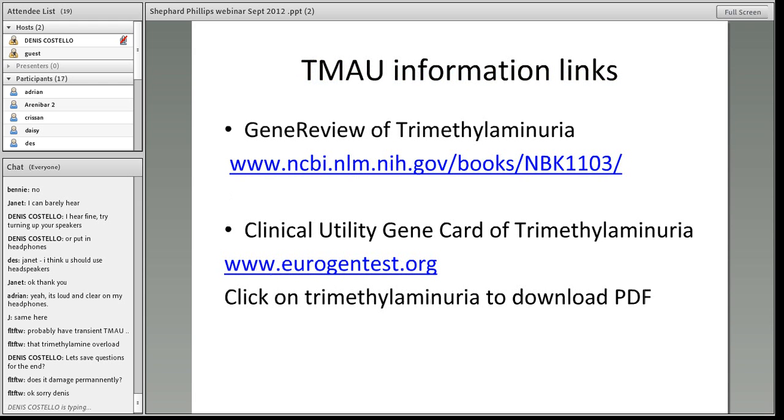Next slide, please. So these are two information links. I mean, there are others out there, but one is the GeneReviews, which is an NIH resource on trimethylaminuria, and then a European resource, which is provided by EURORDIS, which is a clinical utility gene card for trimethylaminuria. If you go to the EURORDIS site, you have to run down the page until you come to the T's, click on trimethylaminuria, and you can download the PDF.